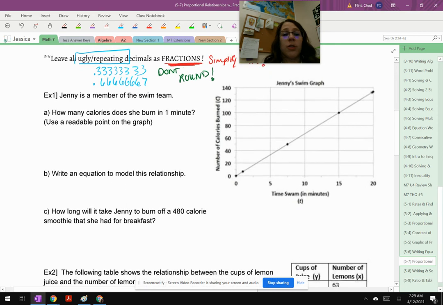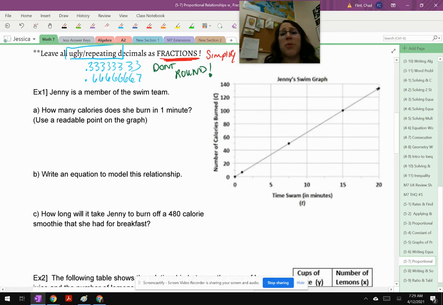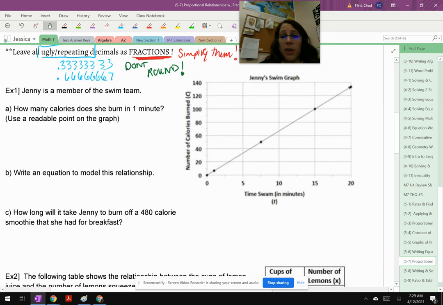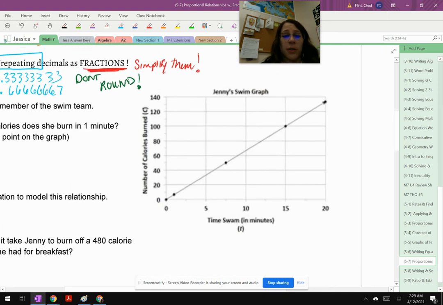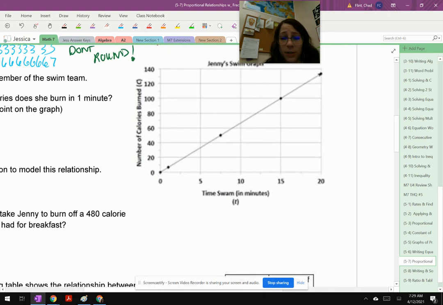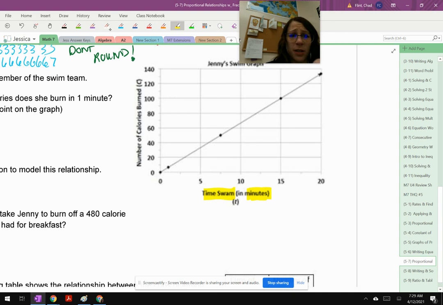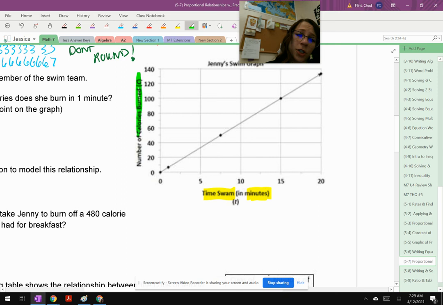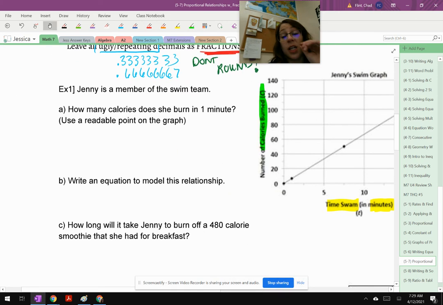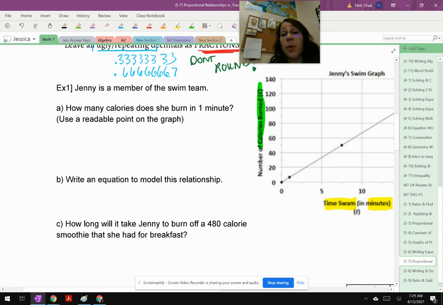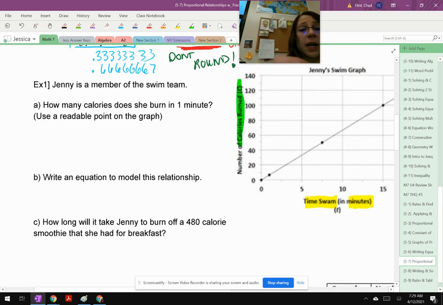So example 1, Jenny is a member of the swim team. Good job, Jenny! So we have Jenny's swim graph here, which is a little blurry, but you can still make sense of it. Down here we have time swam in minutes, and up here we have calories burned. So she's burning calories when she's swimming, which makes sense because swimming's a lot of work. So how many calories does she burn in 1 minute?